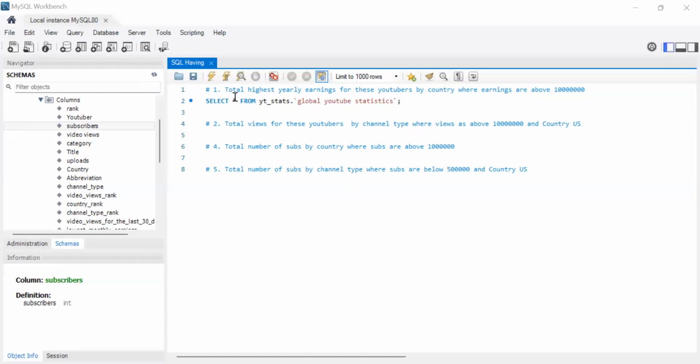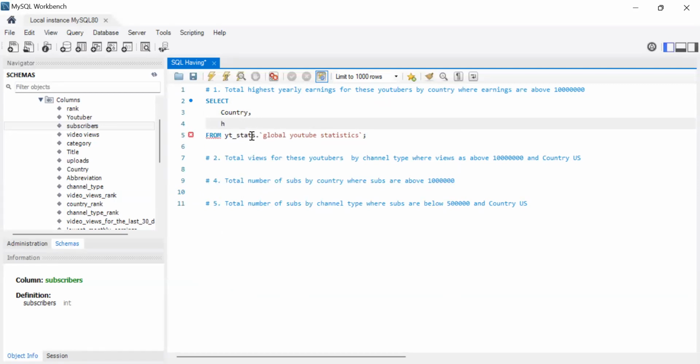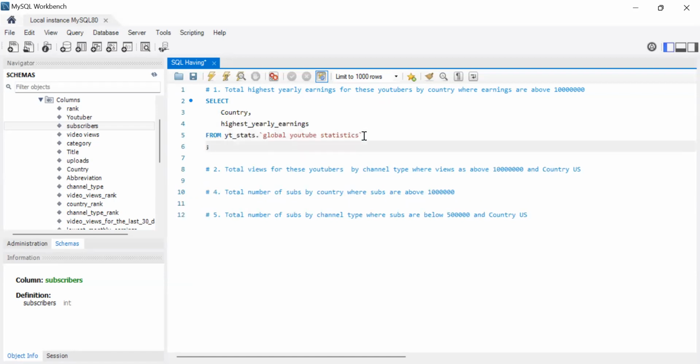So: total highest yearly earnings for these YouTubers by country, where earnings is above 10 million. What does this mean? Let's do it step by step. We're interested in country, and we're also interested in highest yearly earnings. Let's review that and do LIMIT 20.